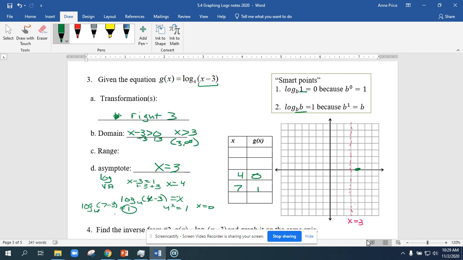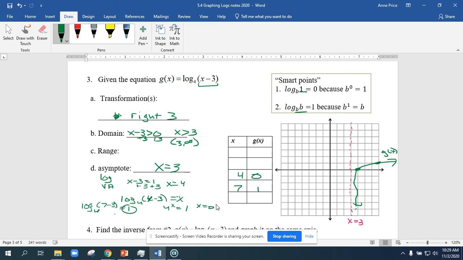And then at over 7, I'm up at only 1. So it's growing very slowly, and it should look something like that. Okay, so that's my function, g of x. And then we're going to go ahead and find its inverse and sketch its inverse.